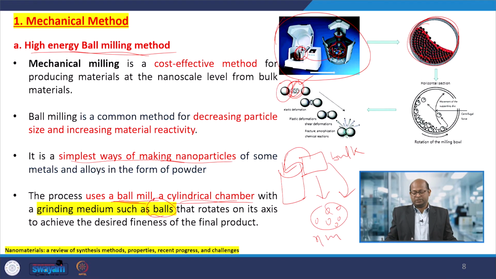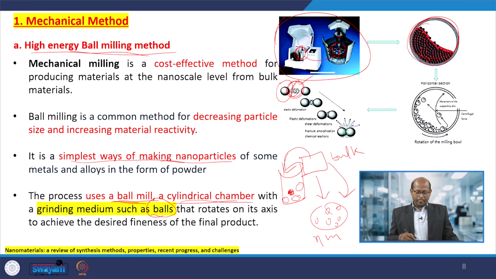So during grinding, depending upon our applications, our starting material is present inside here, and with that a few stainless steel balls or tungsten carbide balls we can use. Those balls will rotate inside the chamber.